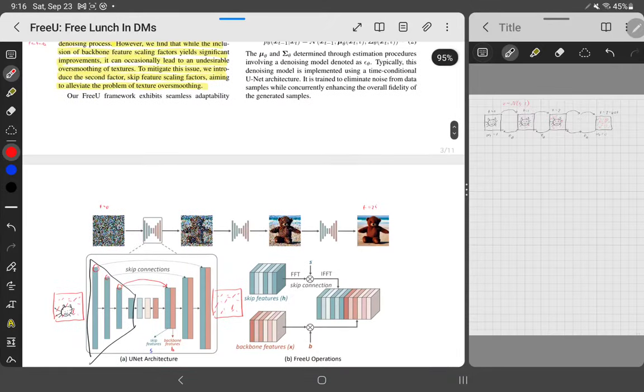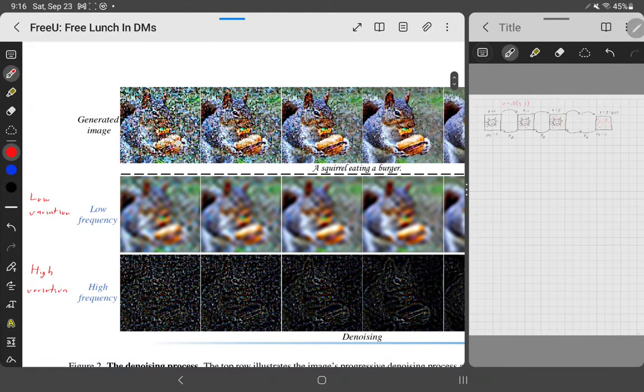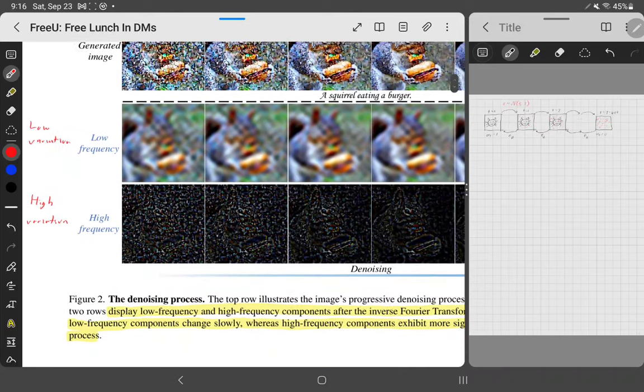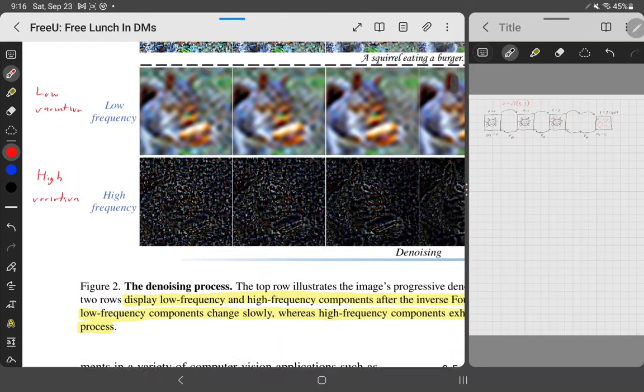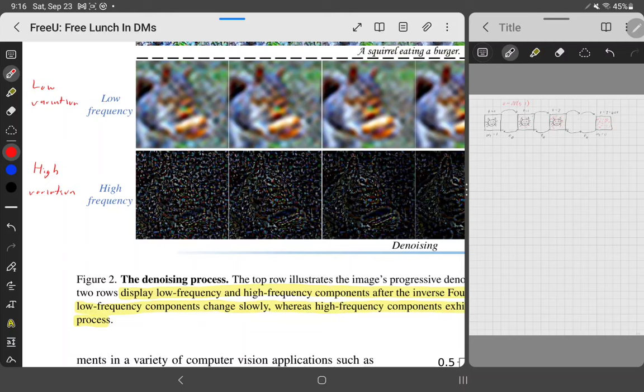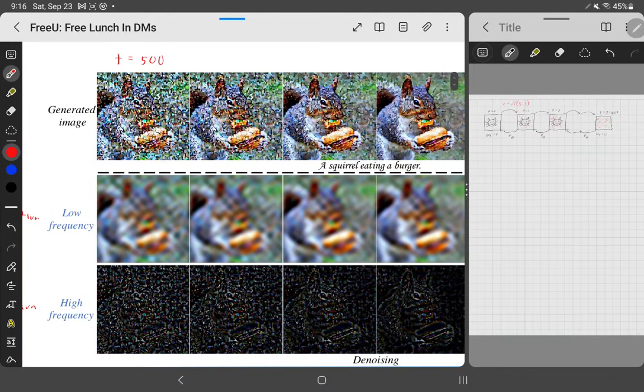Now, what the heck does this even mean, the frequency information? If we look up here, we have this image of a squirrel. This looks to be an image in some intermediate stage. Maybe this is T equal to like 500, if we're on the 1000 scale, it's somewhere in the middle. You can see that the low frequency information basically encodes the entire image, while the high frequency information doesn't look like it has very much here, but you can kind of see a squirrel here. And if you go from this image to the image to your left, then you can kind of see a squirrel in there. But the image is mostly composed of this low frequency information.